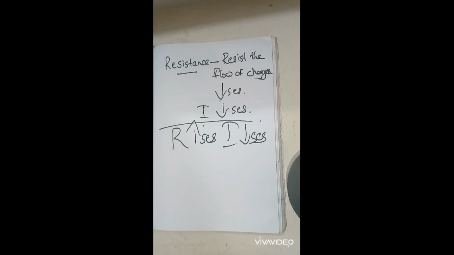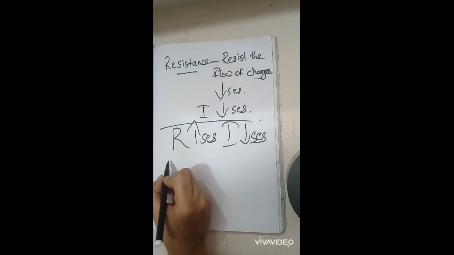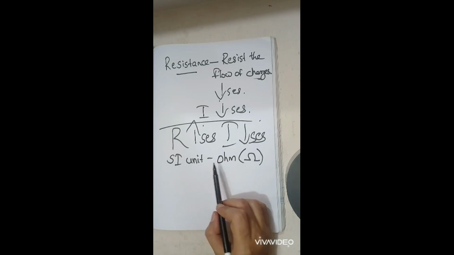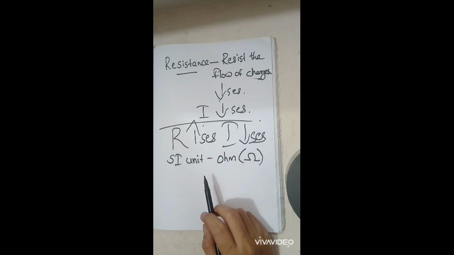This resistance is the property of a conductor to resist the flow of charges through it. Like electric current and electric potential, resistance is also a property in an electric circuit. The resistance is a property to resist the flow of charges. Okay, the SI unit of resistance is ohm. The SI unit of resistance is ohm. Okay, clear? The symbol is this.